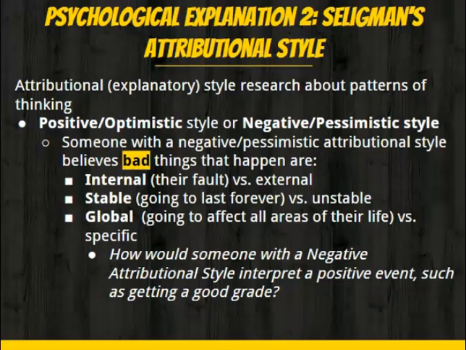Now, when something good happens to somebody with a pessimistic attributional style, they look at it completely differently. If they get a good grade on a quiz, well, that's just because the quiz was easy. They think, yeah, this one, but I'm going to fail the next one. Or they think, I'm annoying and my friends don't like me. They're going to apply it more globally.